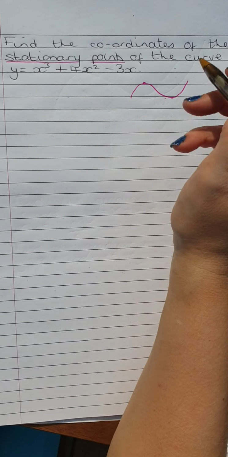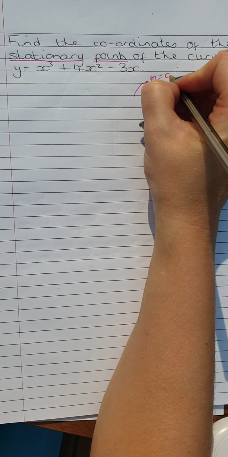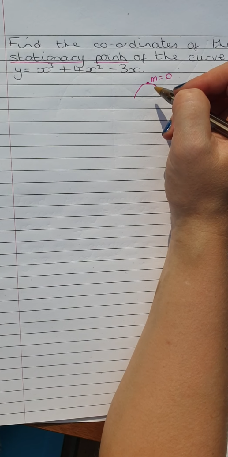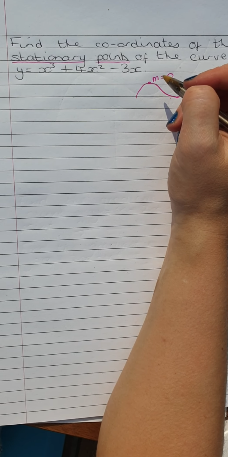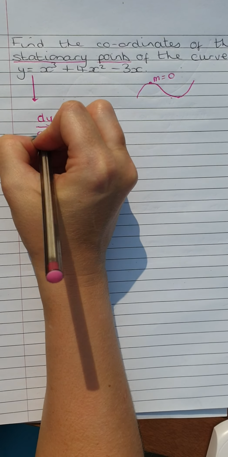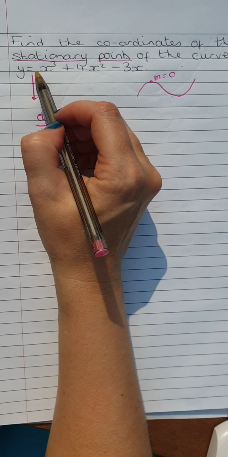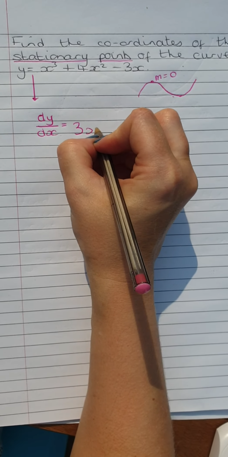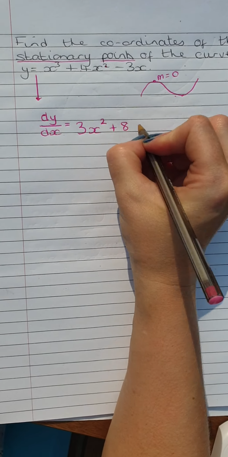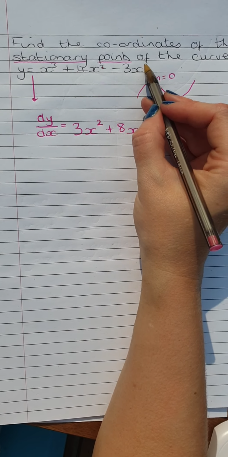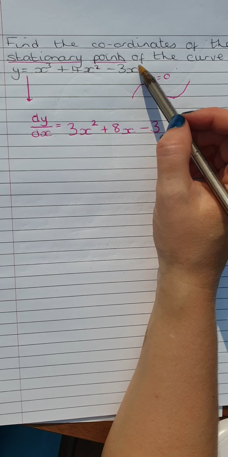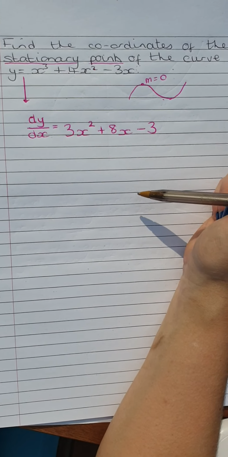At these points, we already mentioned the gradient is always 0. So that's a key thing. Because we're talking about the gradient, hopefully it's made you think, gradient, we need to differentiate. So if I differentiate this curve, we remember what to do. We bring the power down, 3 times 1 is 3, and reduce the power by 1. Same again, bring the power down, 4 times 2 is 8, reduce the power by 1. Bring the power down, minus 3 times 1 is minus 3, reduce the power by 1, x to the power 0, we don't write it.